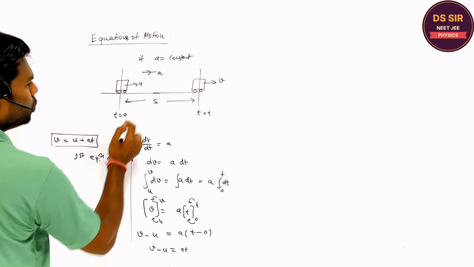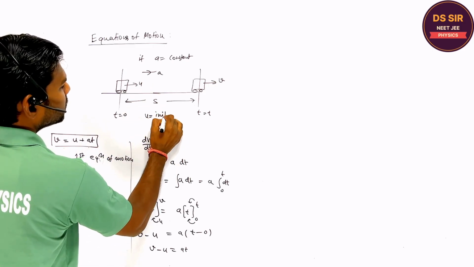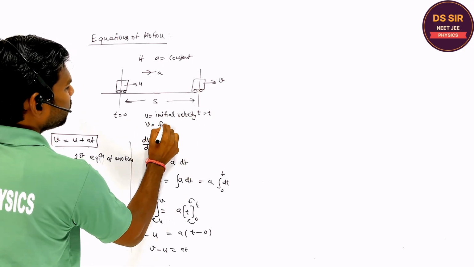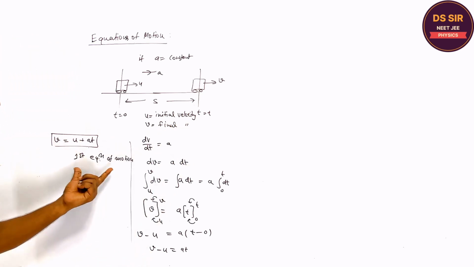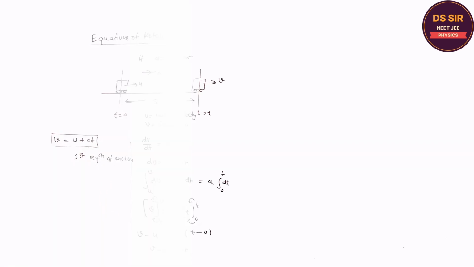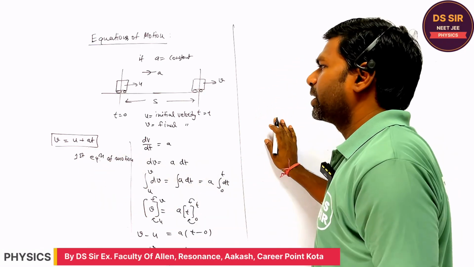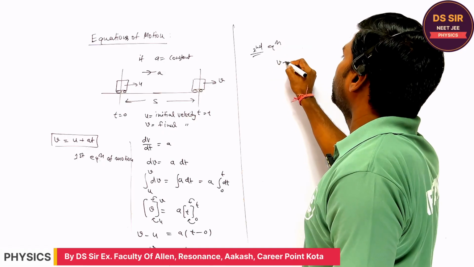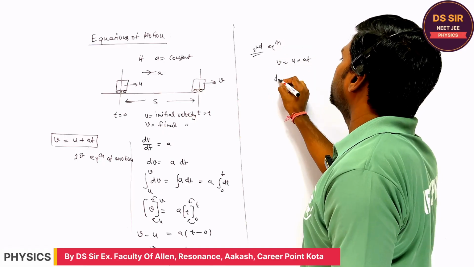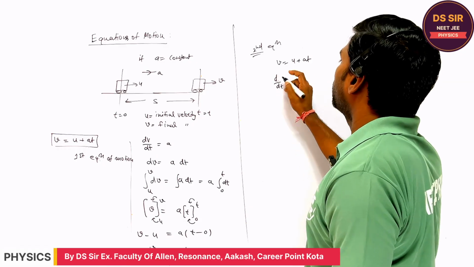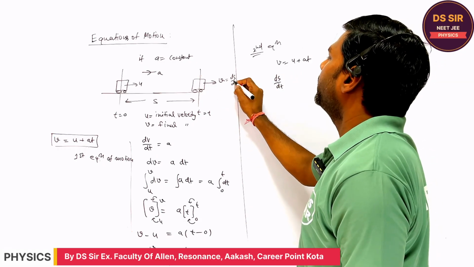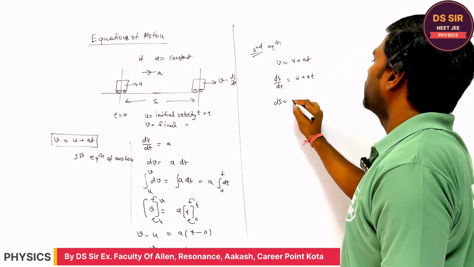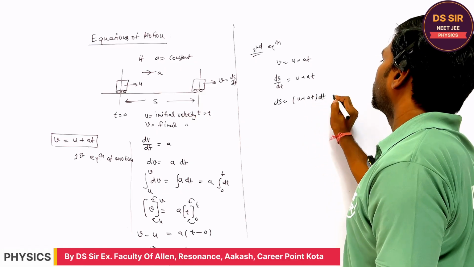What is u? U is the initial velocity. What is v? It is the final velocity. a is the acceleration, t is the time. Copy this. So this is the first equation of motion. Now the second equation of motion. If v is equal to u plus at, you may write it as dx upon dt, or the velocity at any time t may be written as ds upon dt is equal to u plus a into t. So multiply by dt, is it clear?